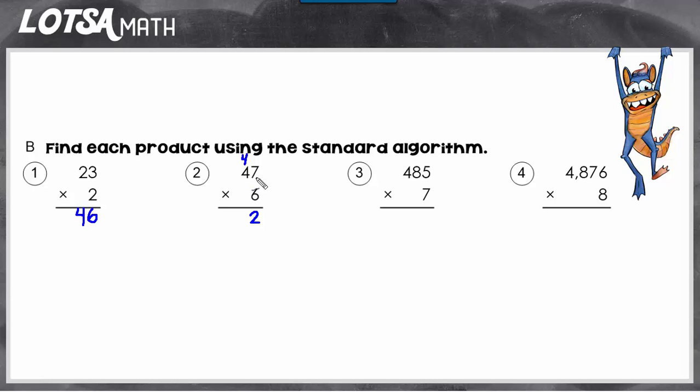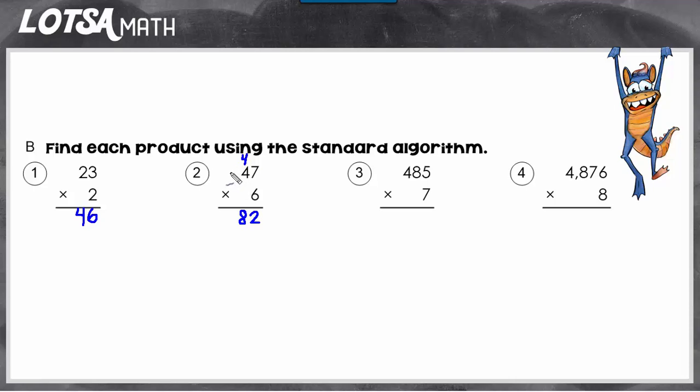So the next step is to find the digit that was in the tens place, the 4, and you're going to multiply the 4 times the multiplier 6. So 4 times 6 is 24. But then you're going to add on this number that you carried over. So 24 plus 4 more is 28. You're going to write that number right in the tens place. So you would write the 8 from 28 in the tens place.